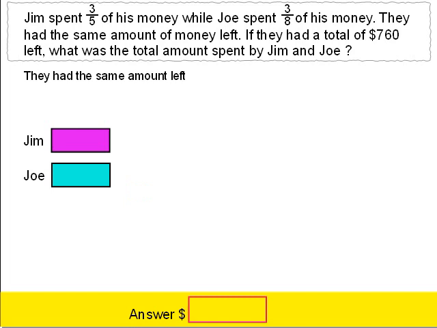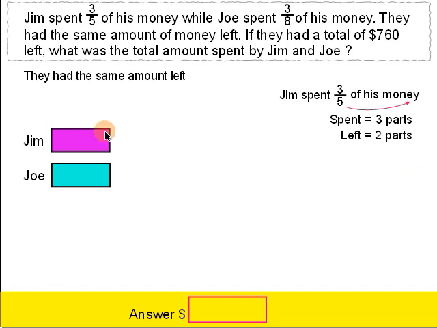Alright? Then the statement says that Jim spent 3/5 of his money. That means to say that Jim had 5 parts of money. He spent already 3 parts. That means to say he spent 3 parts and he would have 5 minus 3, which is 2 parts left. That means to say this model of Jim would be 2 parts.